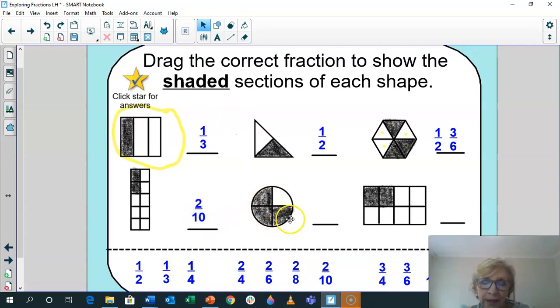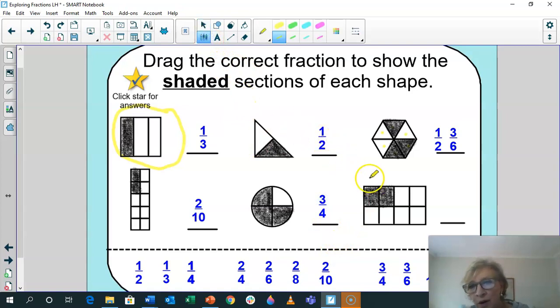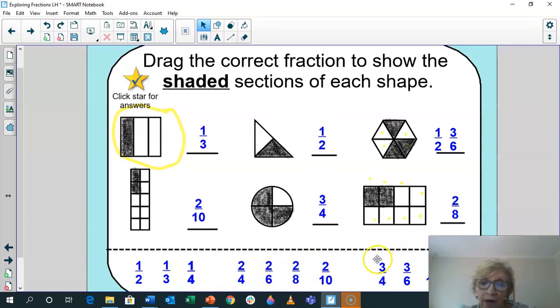This one here, the next one, there are 4 equal parts. Okay, it's divided into 4 equal parts, or quarters or fourths. 3 out of the 4 are shaded, which means that is 3/4. Fabulous. Now let's count these. How many equal parts have we got? 1, 2, 3, 4, 5, 6, 7, 8. So the denominator is 8. We've got 8 equal little parts there. 2 of those are shaded. So it's 2 out of 8.